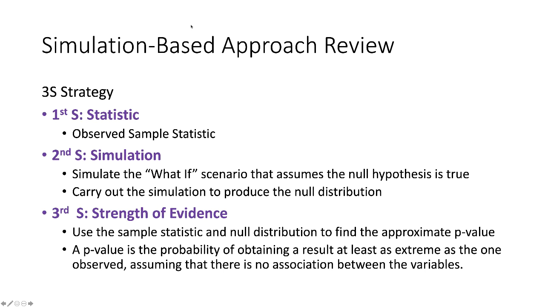And the third S stands for strength of evidence. And this is when we use the sample statistic and the null distribution to find the approximate p-value. Remember, a p-value is the probability of obtaining a result at least as extreme as the one observed, assuming that there is no association between the variables. In other words, assuming the null hypothesis is true.